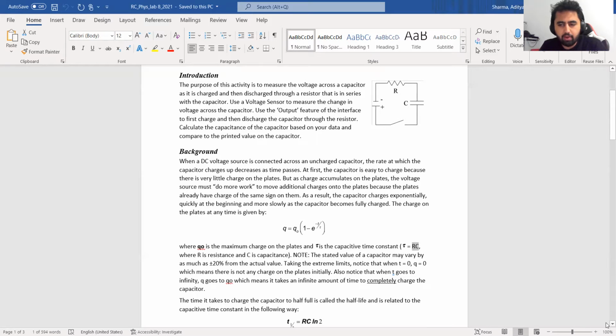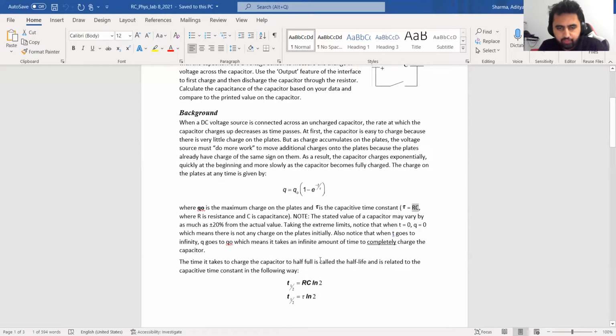Right. And from here, we get something called a half-life. Now, half-life, again, you might have done this before in chemistry or in physics. It means something else. But in this case, what it means is the time taken to charge the capacitor to 50%. So the time it takes to get to 50% is called a half-life. And from here, you can get this equation for that half-life.